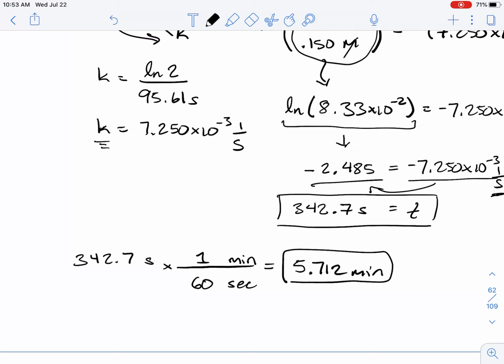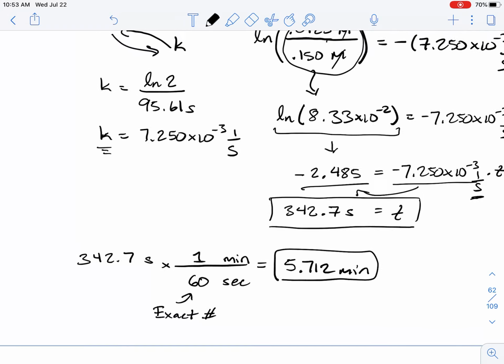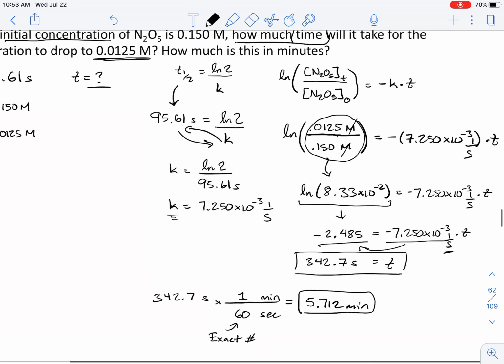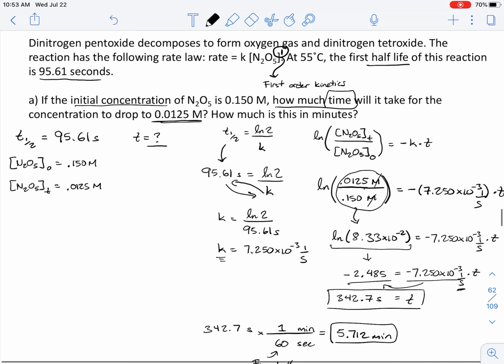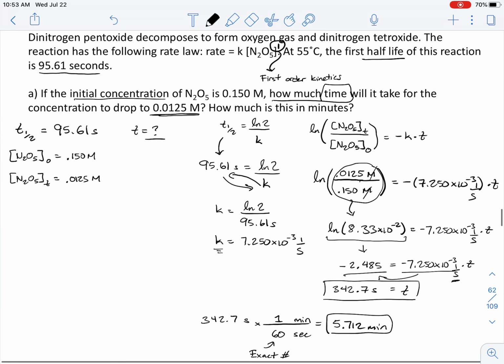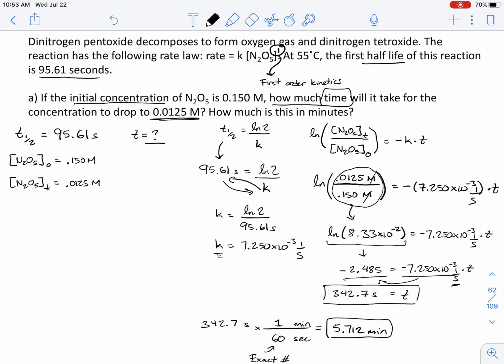All right, and so in terms of sig figs, this 60 seconds is considered an exact number. And so we're going to go ahead and ignore the number of significant figures. And so we should report 4 sig figs at the very end of the calculation. All right, so hopefully this gives you guys an idea of how to incorporate these integrated rate laws and these half-life equations for these word problems.